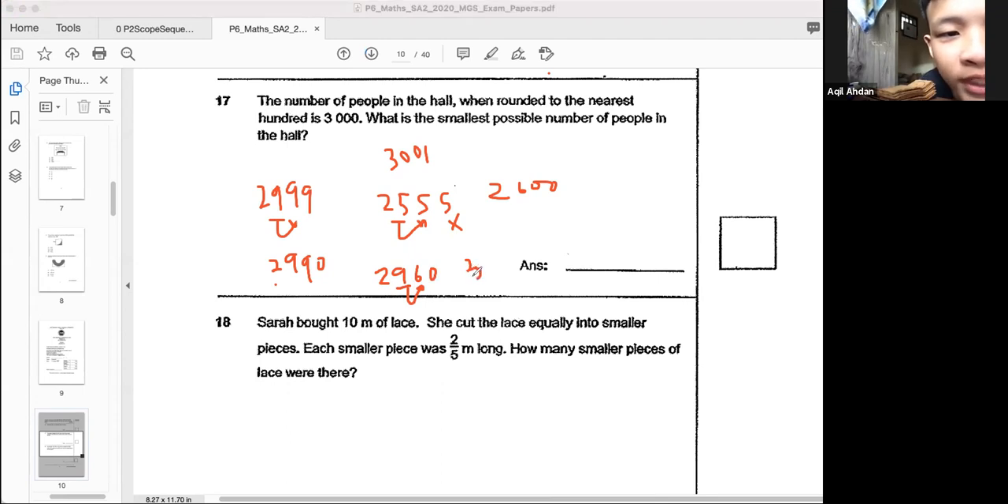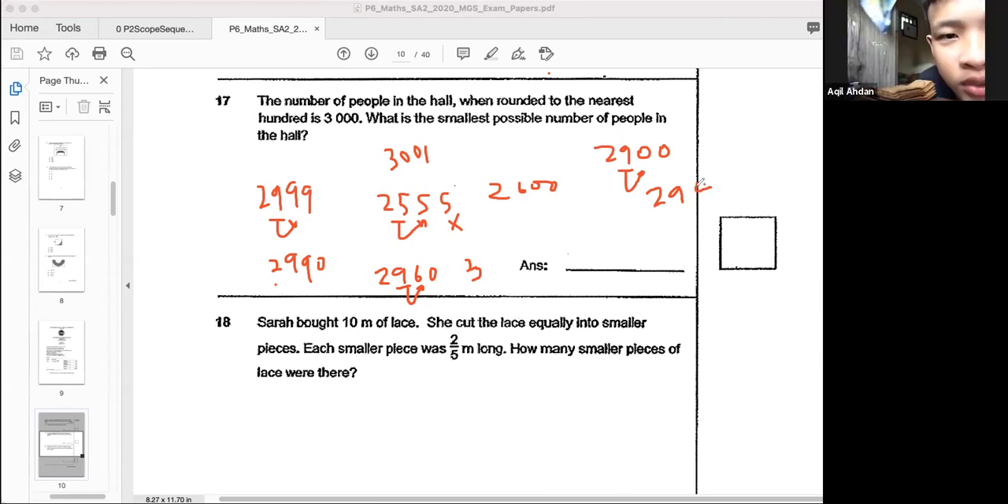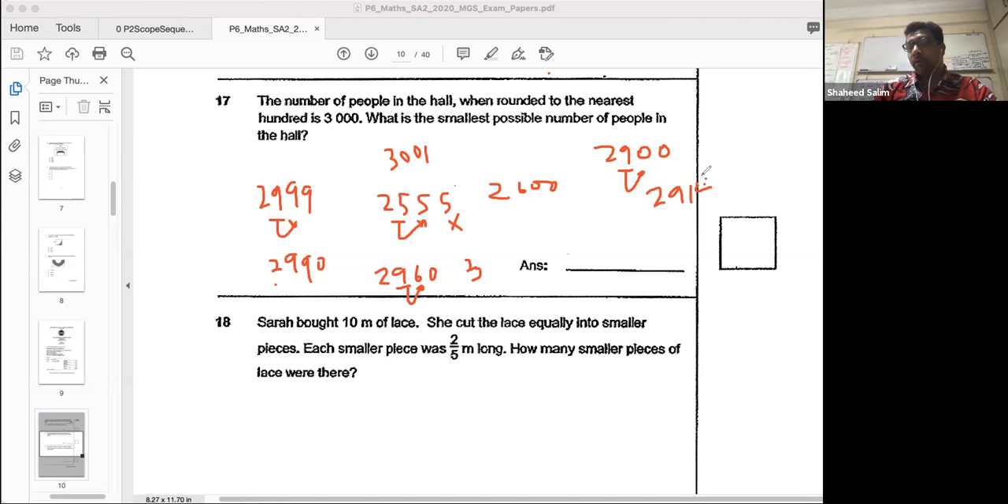So you do 2900. Let's say 2901. We underline the 100, we look at the next one. Do you plus 1? No. The answer will be 2900. I'll give you another one, 2910. So now underline 100, you look at the next one. You don't plus 1. It becomes 2900.